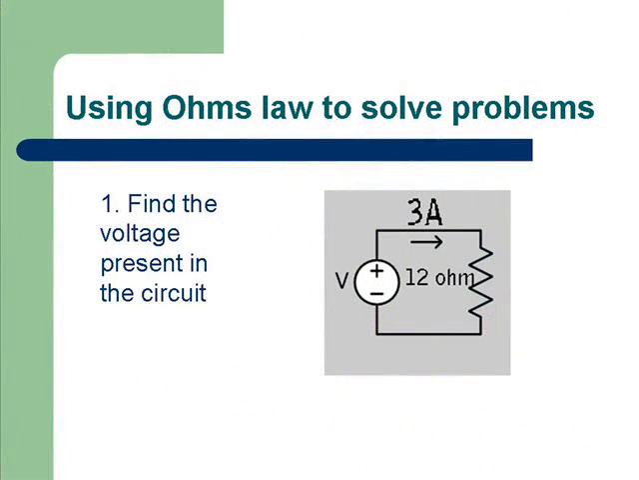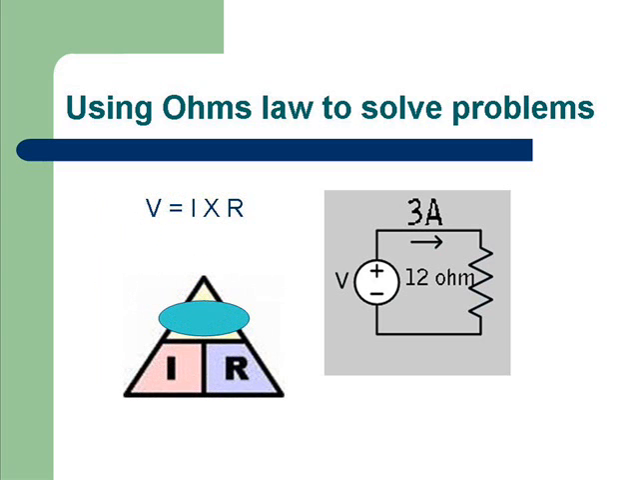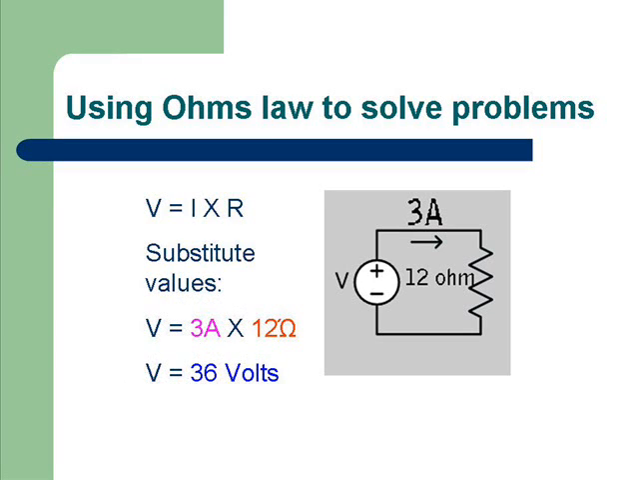Now we can use Ohm's law to solve some electrical problems. The first circuit has a current of 3 amps flowing into a 12 ohm resistor and we're required to find the voltage. So we can use our technique previously introduced, the Ohm's law triangle. We cover the V, and this reveals that the formula is I times R. So we write the formula down, and then the next step is to substitute the values in. We substitute the current of 3 amps and the resistance of 12 ohms, and using our calculator we find that the voltage is 36 volts.